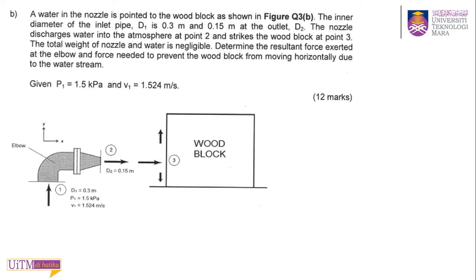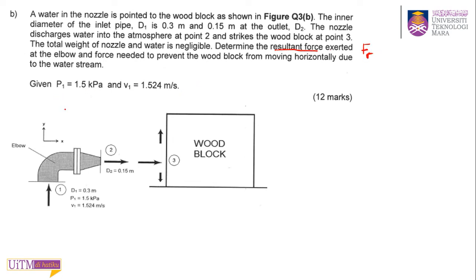Okay, the second example. Alright, water in the nozzle is pointed to the wood block. So there you have the wood block showing in the figure. The inner diameter of the inlet pipe is D1, 0.3 meter, and 0.15 at the outlet. So the area is not the same. The nozzle discharges water into the atmosphere. So dia masuk, dia keluar at point 2 and strikes the wood block at point 3. So you have 3 points, 1, 2 and 3. The total weight of nozzle and water is negligible, so you don't have the W of this nozzle and water. Determine the resultant force. Again, find your FR.